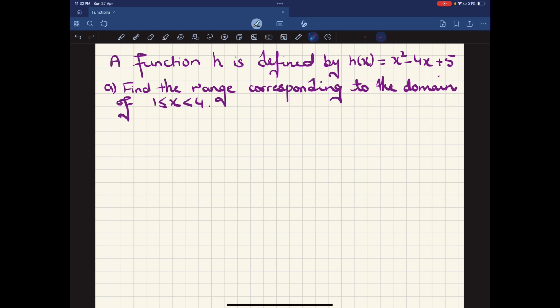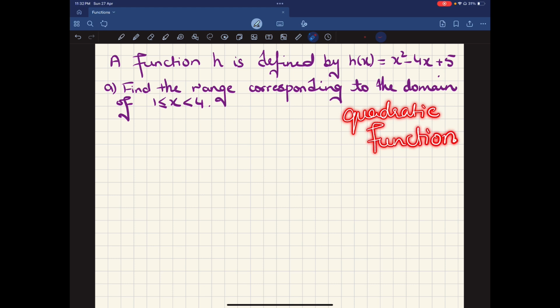Make note of the fact that this is an inclusive inequality and this is a strict inequality. The second thing that you need to notice is, what is this function? Since the maximum power of x is 2, it is a quadratic function.